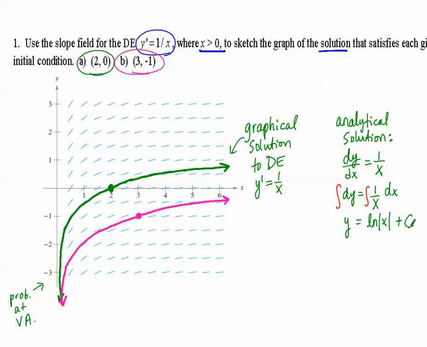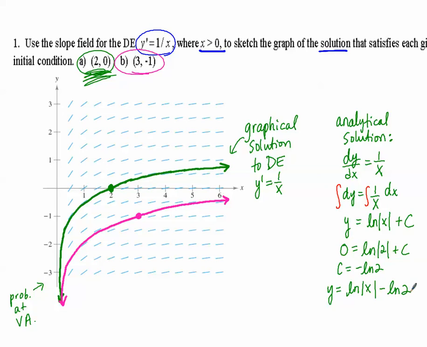If I want exactly what this one is in green, I'm going to go to my initial condition of (2, 0) and plug it in. 0 is the y, 2 is the x, and it looks like c is the negative natural log of 2. So my particular solution is y equals natural log of absolute value of x minus natural log of 2. There's an analytical solution.